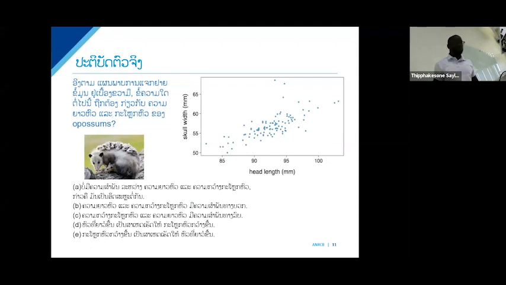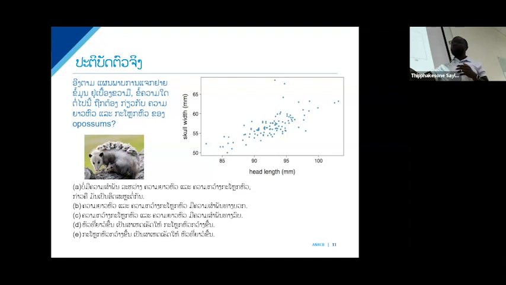Okay, so now let's look at a small example. Here we have this animal, the head length and the skull width. This is the data we have here. Based on this data, what would you say? What do you think is going on here? What's the relationship between head length and skull width?